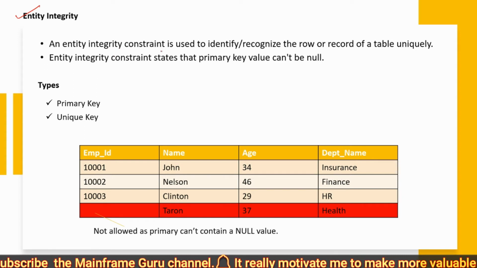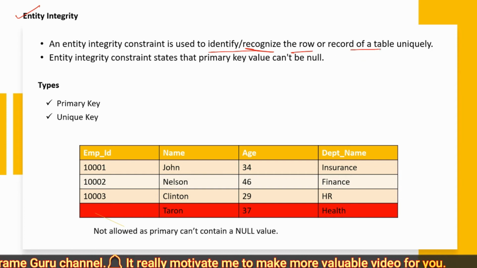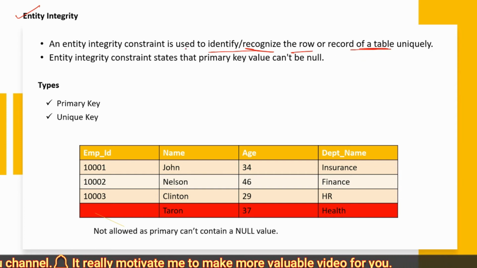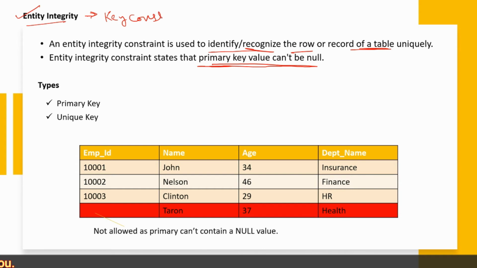entity integrity constraint, which is used to identify or recognize the row or record of a table uniquely, and it also states that the primary key value can't be null. Entity integrity, we also say it key constraint. Okay. And primary key, unique key come under this type of integrity constraint.